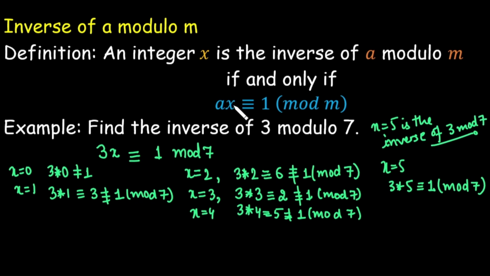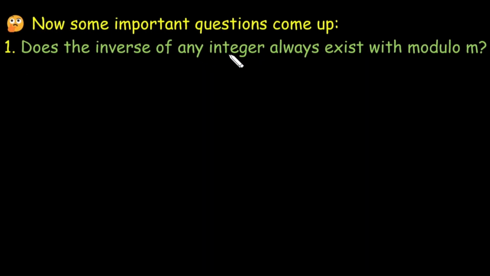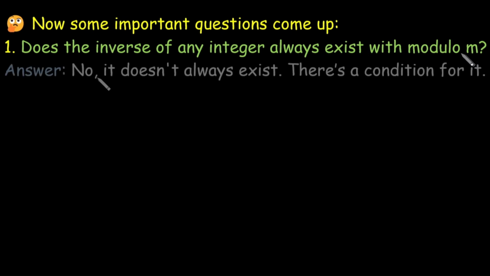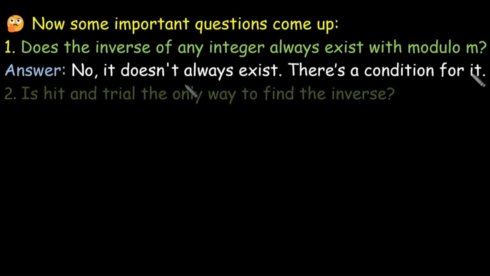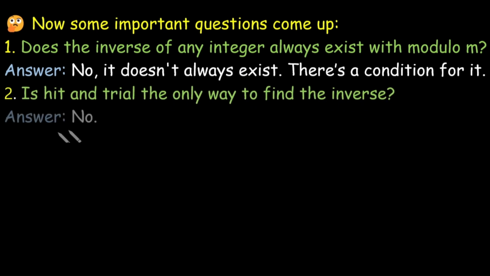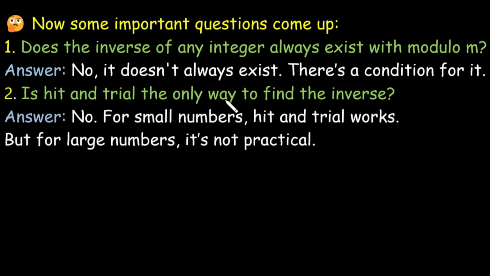Now we have some important questions. The questions are, does the inverse of any integer always exist with mod m? The answer is no, it does not always exist. There exists a condition for it. The second question is, is hit and trial the only way to find the inverse? No, because for small numbers, hit and trial works very well, but for large numbers it is very tough to predict the inverse of a number. So it is not practical.